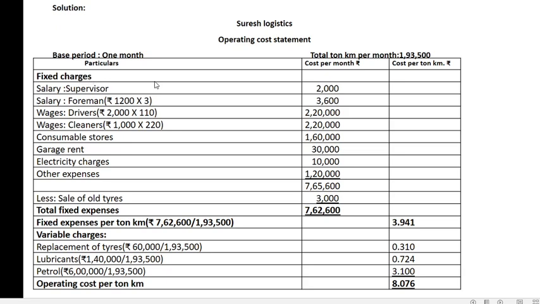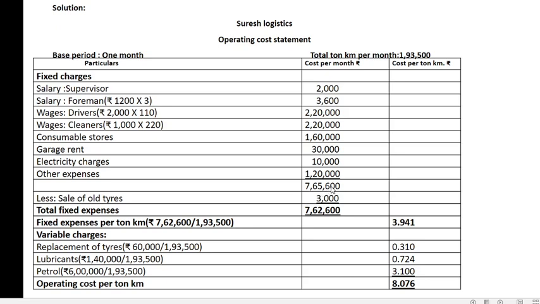Fixed charges. Salary supervisor 2,000. Salary foreman 1,200 into 3, 3,600. Wages 2,000 into 110, 2,20,000. Cleaners 1,000 into 220, 2,20,000. Consumable stores 1,60,000. Carriage rent 30,000. Electricity charges 10,000. Other expenses 1,20,000.